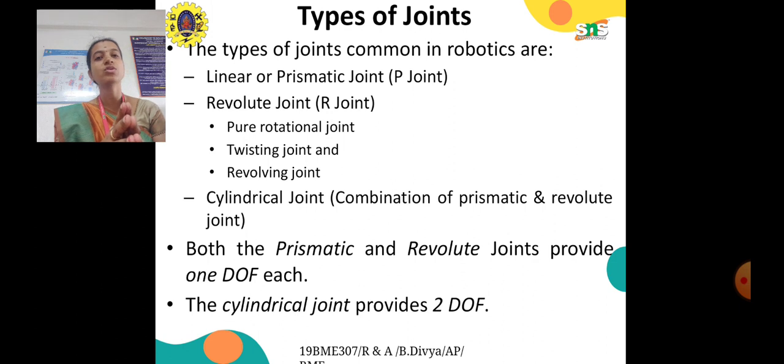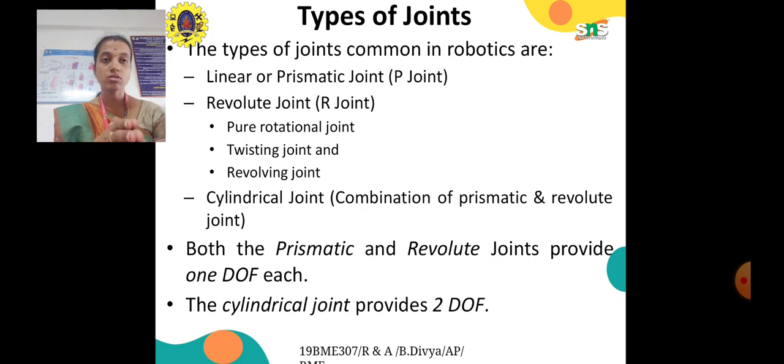In human beings, we used to tell this elbow, arm, these are the joints, right? Likewise, we have many joints. Likewise, in robotics, we used to tell the joints as degrees of freedom. It is named as degrees of freedom, right?